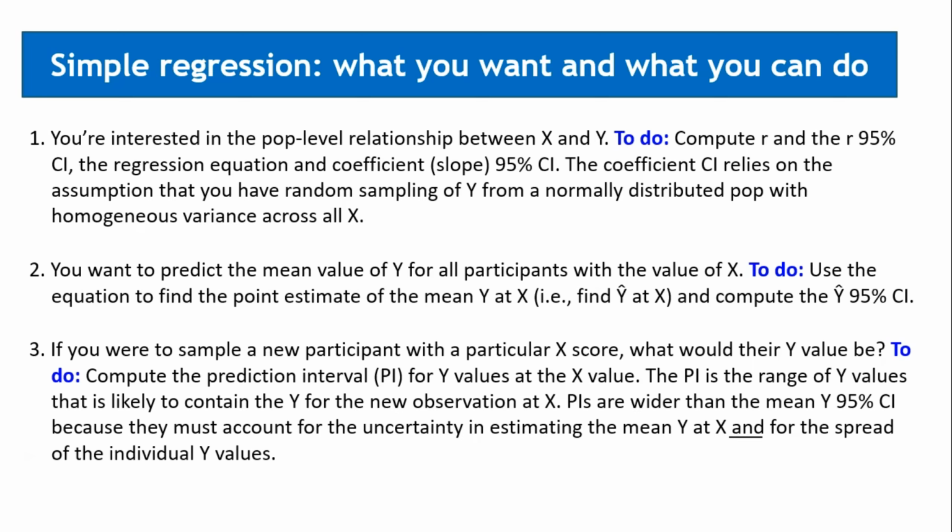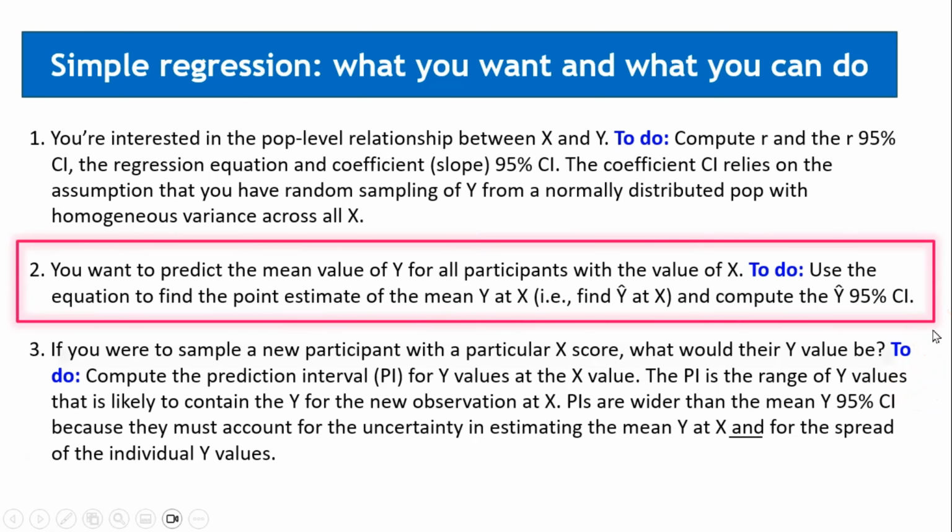PIs are wider than the mean Y 95% confidence interval because they must account for the uncertainty in estimating the mean Y at X and for the spread of the individual Y values. Now, that being said, the main thing again is number 2. Regression is mainly used for prediction.